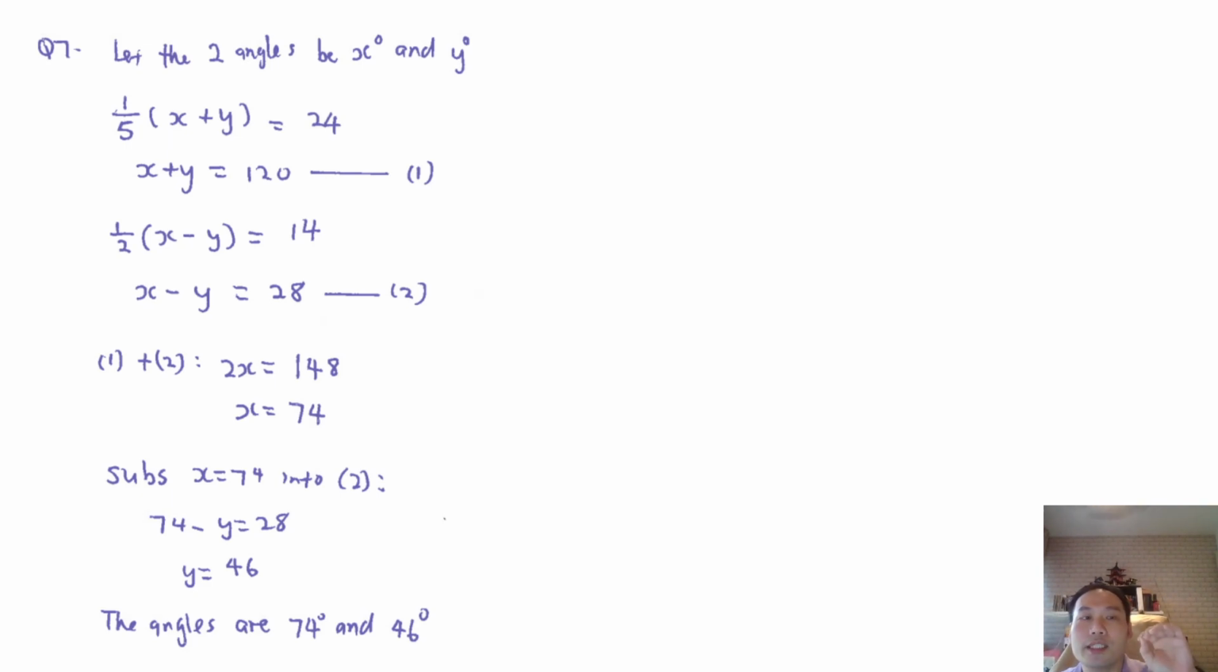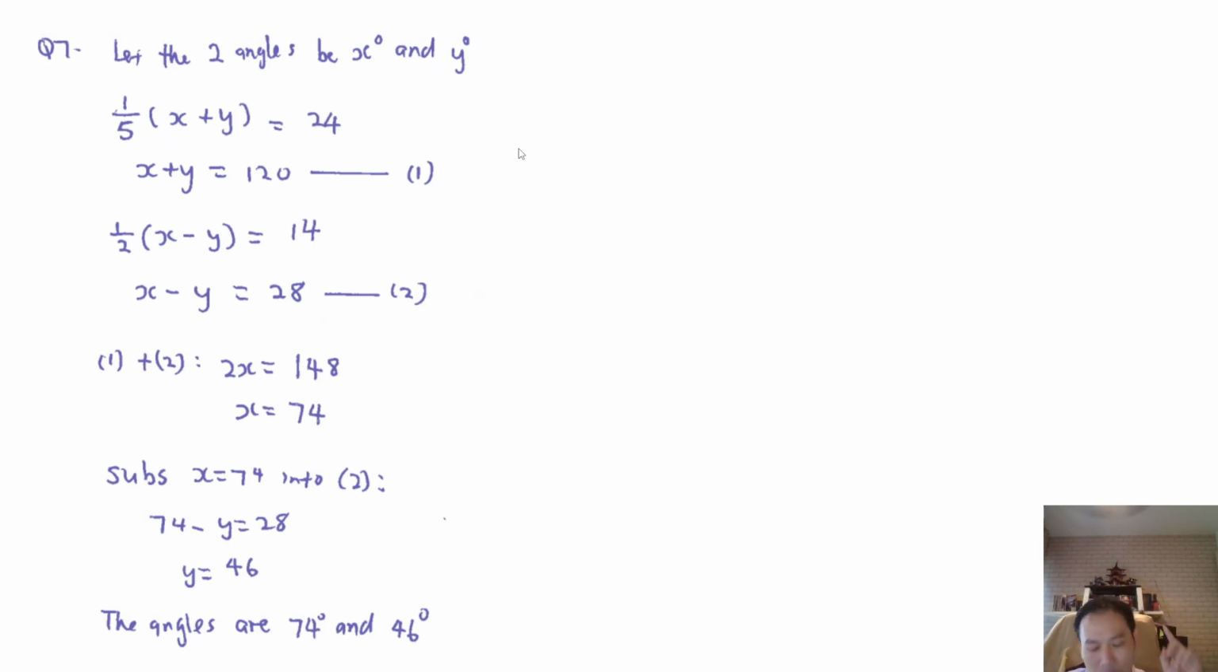Okay, so in order to do that and to apply the technique of algebra that we have learned, the simultaneous equation, we need to always begin by defining the problem, define the unknowns. So x and y are of course the most popular letters we use as variables in algebra. So I'm going to begin by saying let the two angles be x degrees and y degrees.